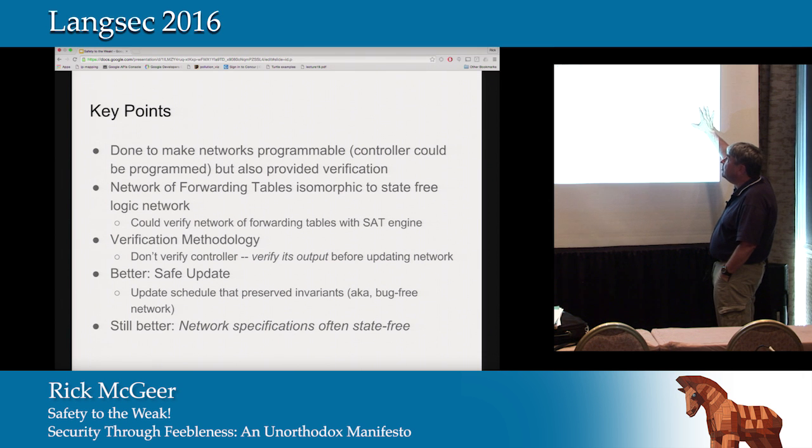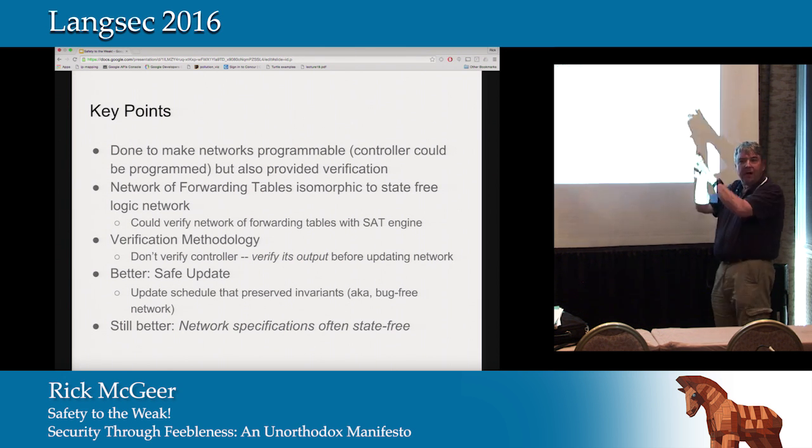And that was because the network of forwarding tables is isomorphic to a state-free logic circuit, right? AKA the data path of a chip. That's all it is. And so the verification methodology was: don't bother to verify the controller, right? But the controller is generating the state for the network coming out in these tables. So verify those. That we can do before you load it into the network, right?